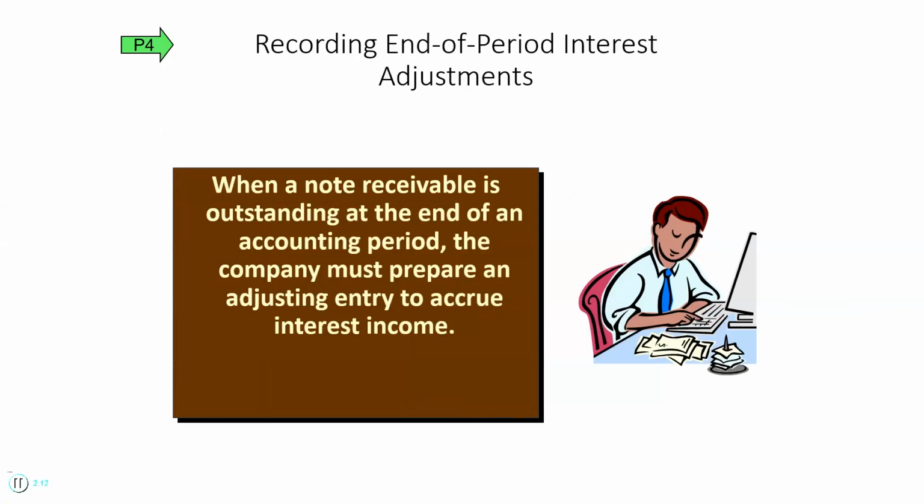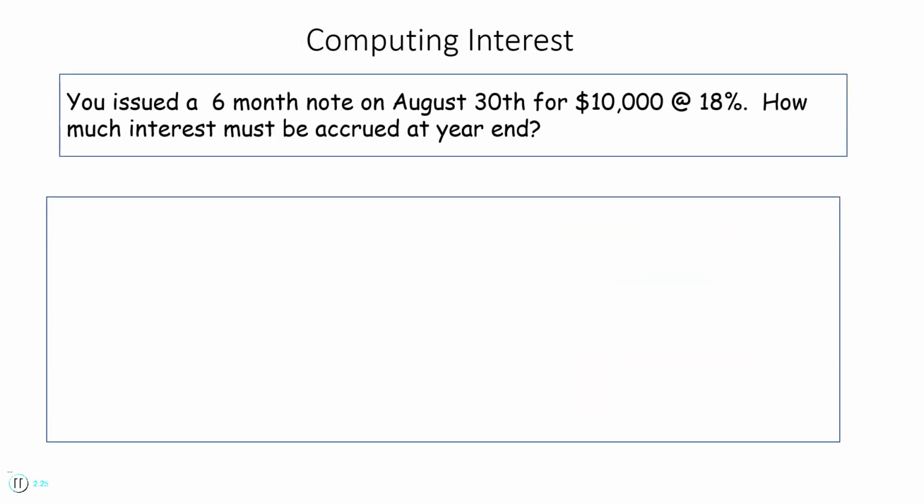Now, when a notes receivable is outstanding at the end of an accounting period, like the end of the year, the company must prepare an adjusting entry to accrue interest income. Accrual accounting requires that we do this. So you issued a 6-month note on August 30th for $10,000 at 18%. How much interest must be accrued at year end?